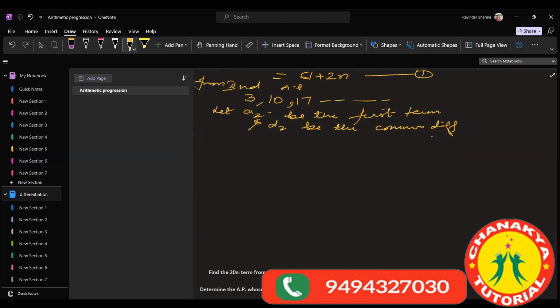Now find the value of A2. A2 is 10, beta, and the common difference will be 10 minus 3, second term minus first term. Second term is 10 and first term is 3.